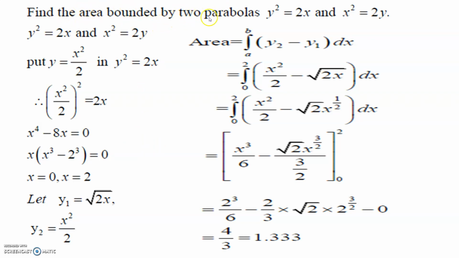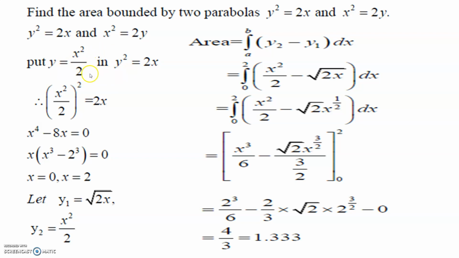Find the area bounded by the parabolas y square is equal to 2x and x square is equal to 2y. Obviously, y square is equal to 2x and x square is equal to 2y. We have to enclose only the two curves, so we have to consider this part here. For finding the lower and upper limits, we must equate these.